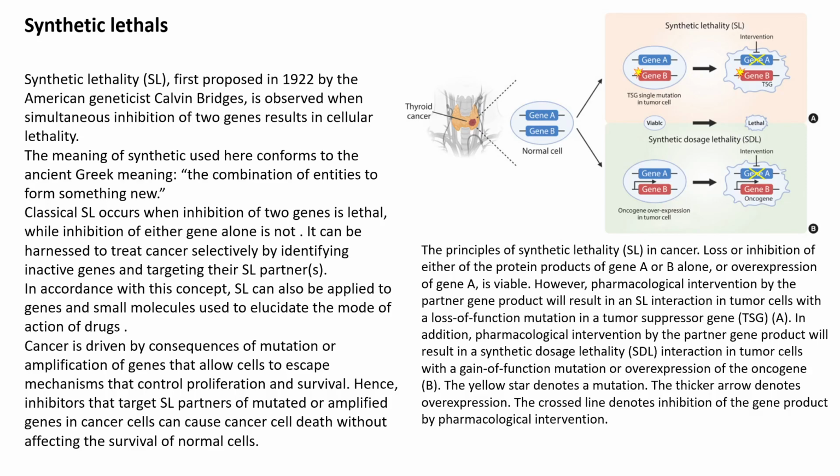Now classical synthetic lethality occurs when inhibition of 2 genes is lethal, while inhibition of either gene alone is not. This is a very important thing to remember. So if you're deleting one gene, the cell is working fine, or maybe there are some disturbances to the cell, but it is not dying. But if you delete both the genes together, it is dying. When you are deleting individually, it is not.